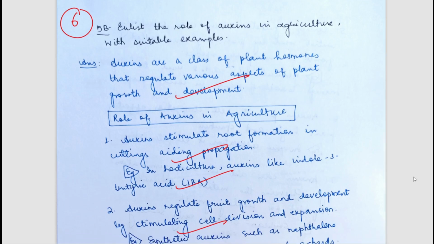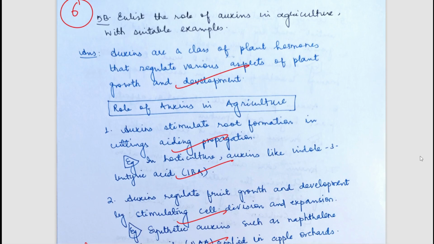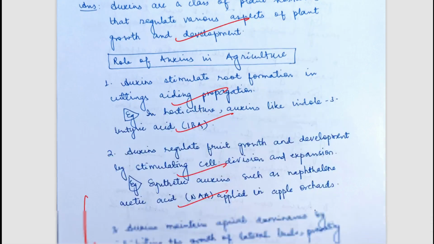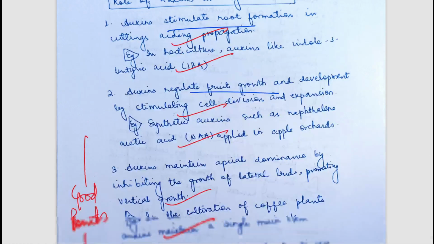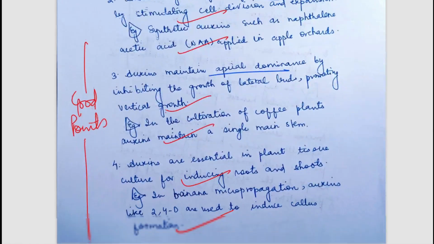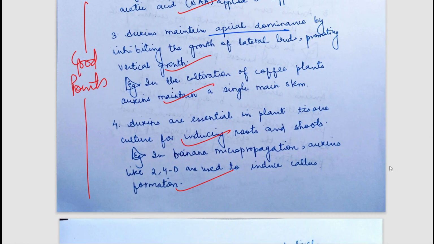Now, the next question is: enlist the role of auxins in agriculture with suitable examples. We all know these types of answers. All the plant hormones have been asked several times, and these are important, so you should cover them. We all know that auxins stimulate root formation. They have a role in fruit growth. They maintain apical dominance. These are simple points you all know. I think every serious agriculture student should write these types of answers.